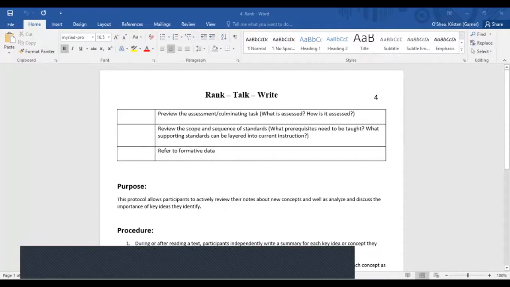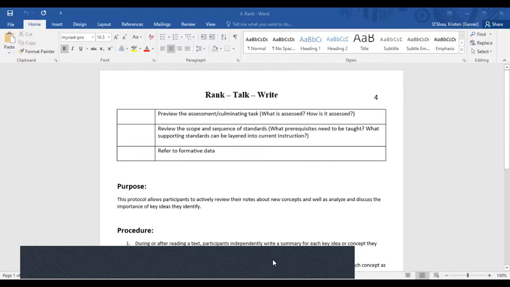I ranked formative data because you don't want to teach what they already know. You got to know what they already know first, because I don't want to teach them if they already know it. Then you can make groups. If someone doesn't know something, you wouldn't have to do a whole group if most of your kids know it. Okay, thank you for sharing.